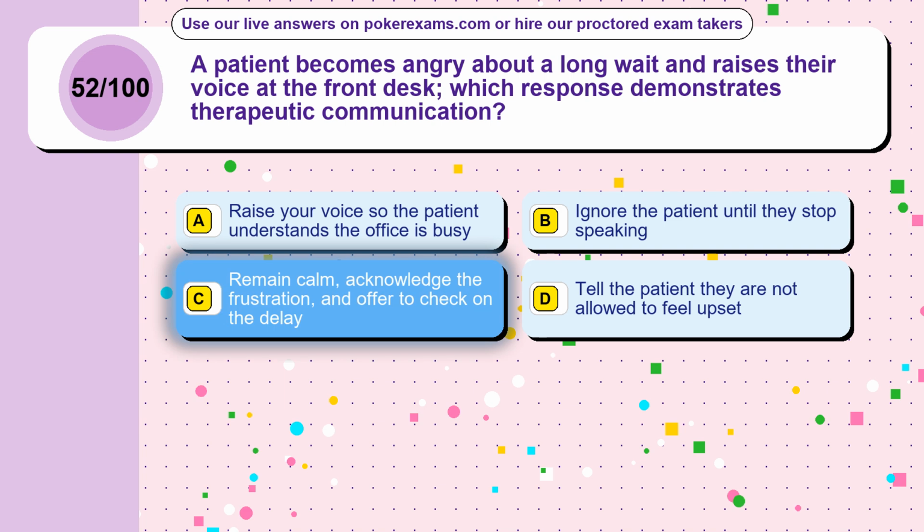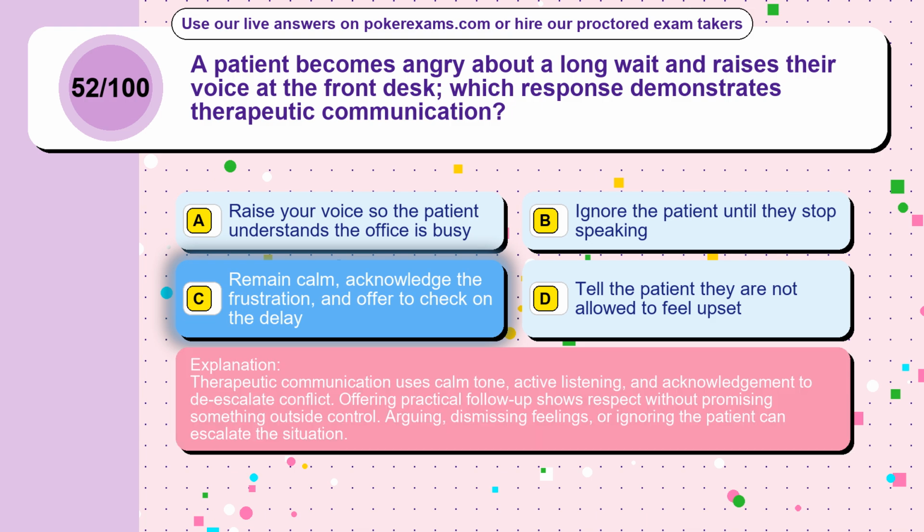The correct answer is option C. Remain calm, acknowledge the frustration, and offer to check on the delay. Therapeutic communication uses calm tone, active listening, and acknowledgement to de-escalate conflict. Offering practical follow-up shows respect without promising something outside control. Arguing, dismissing feelings, or ignoring the patient can escalate the situation.